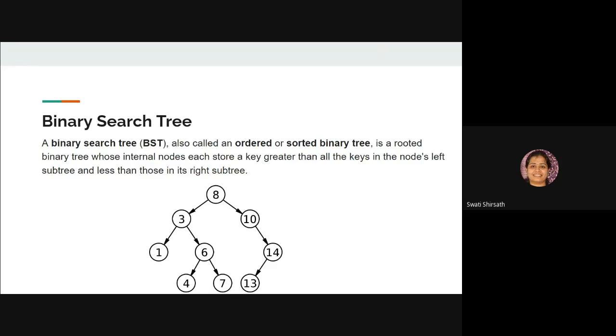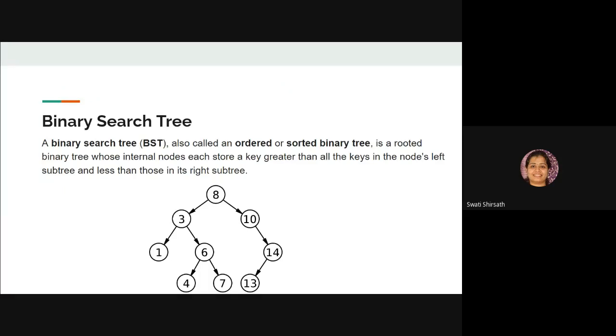Also, in this binary search tree, as you get nodes less than the root on the left-hand side, the searching time reduces. So if you are looking for 4, you'll compare it with the root and check whether it is less than or greater than the root. If it is less than the root, you'll just search in the left subtree, so your time reduces. But this is not the case in a binary tree.